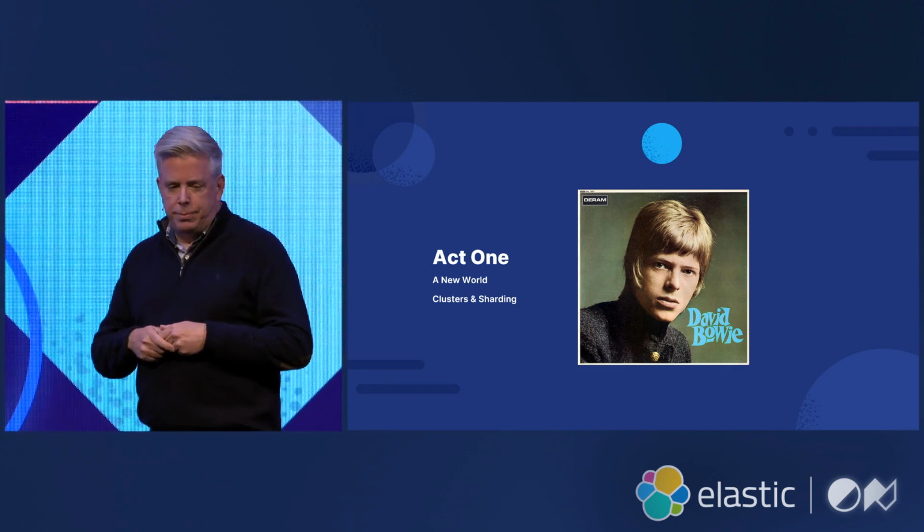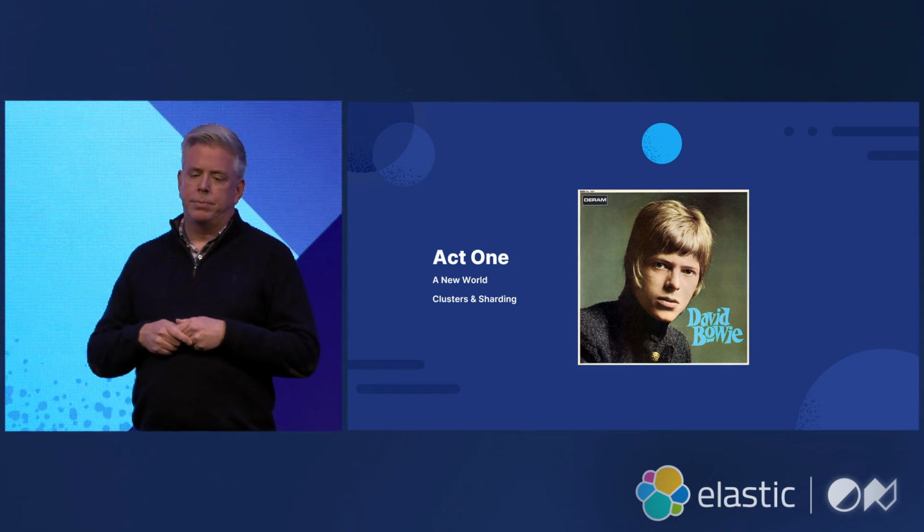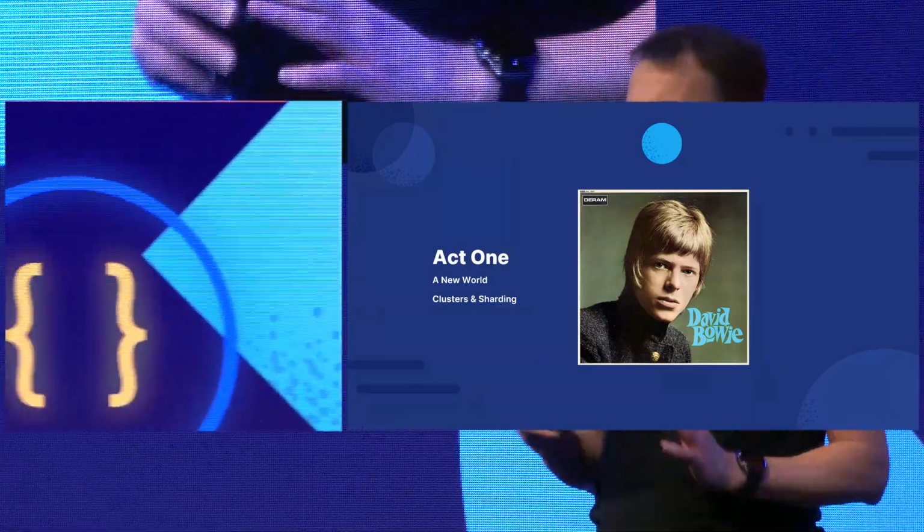Thank you, David. Few people remember David Bowie's first album, but it was the foundation for everything that came next. Let us also revisit the foundation of Elasticsearch so we can see how we get to our next destination.